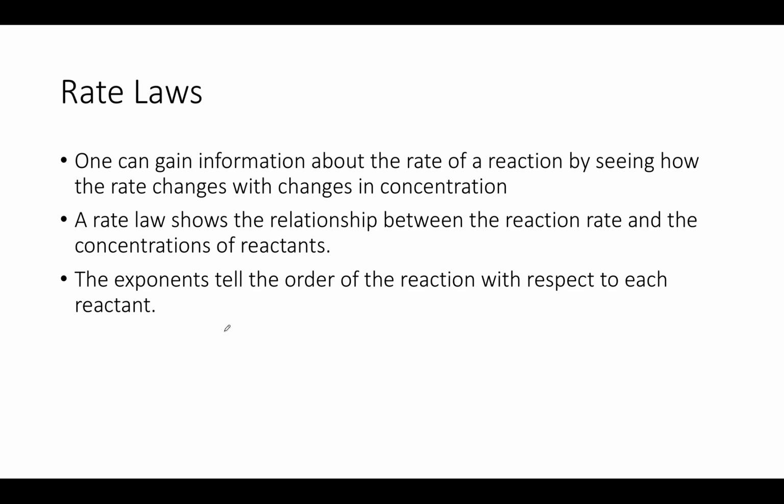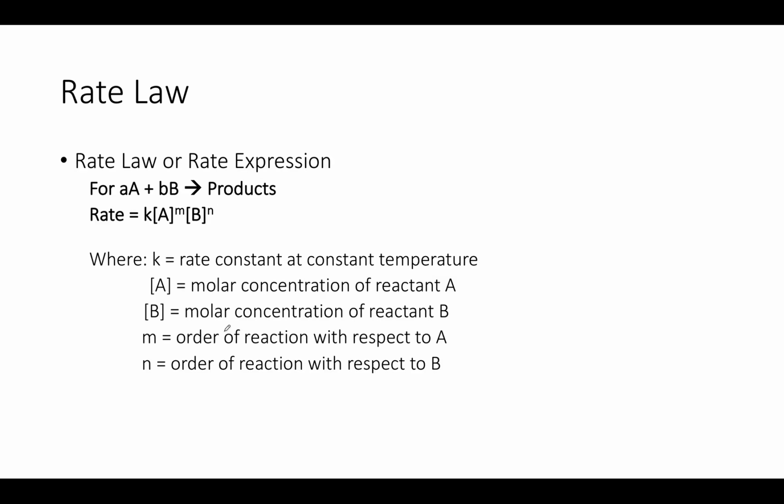Now, there are exponents in the rate law, and the exponents tell you the order of the reaction. How is the reaction occurring in order with respect to each reactant? Now, a standard rate law would look like this. You have your rate. This is how quickly that reaction is occurring. That's what we just calculated before. Now you have this K. That's a rate constant. It is usually given to you unless you're asked to solve for it.